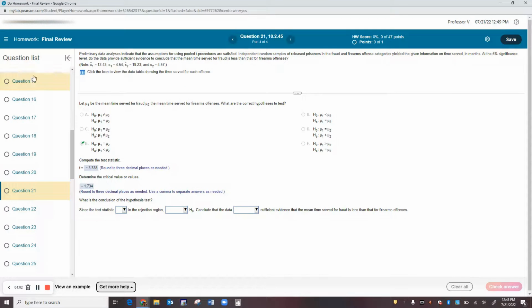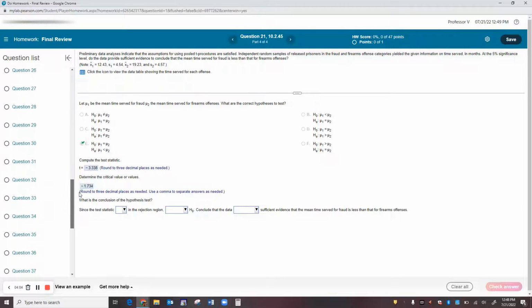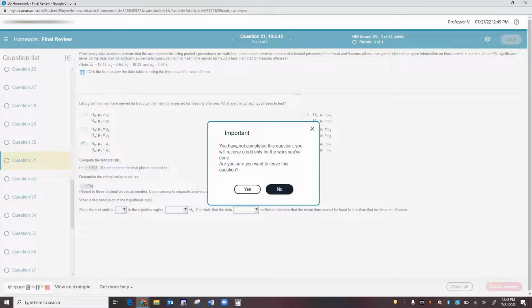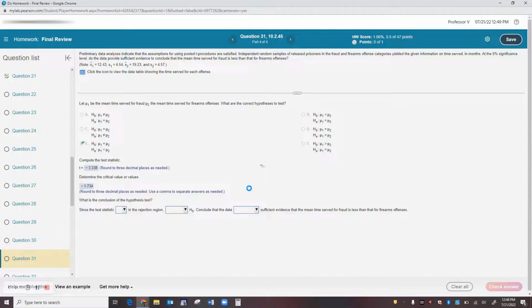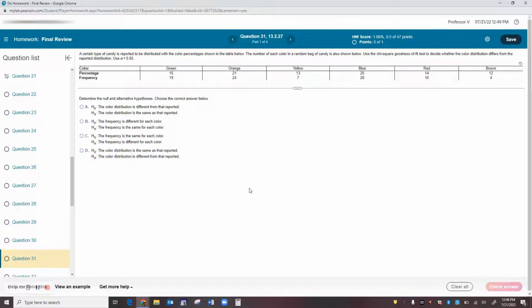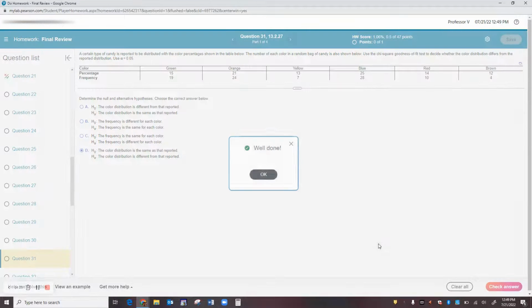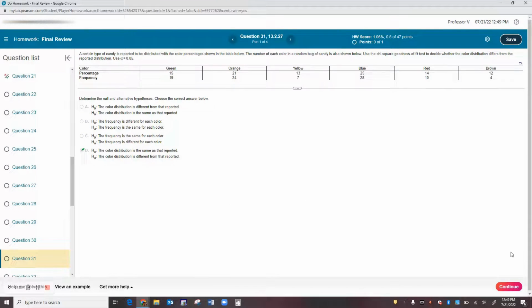The other homework question in the review that needed a critical value is number 31, and it was for chi-square. Okay, so determine the null and alternative hypotheses. The null is that the color distribution is the same as that report, and the alternative is that it is different. It looks like it's going to be D. Check. Yes, we're very good at this by now.